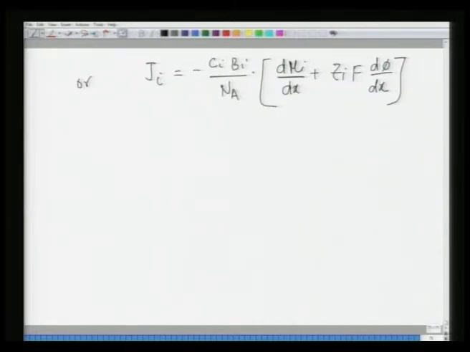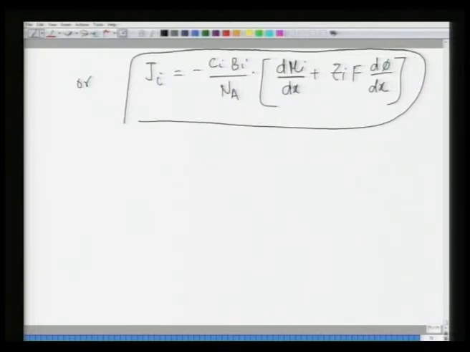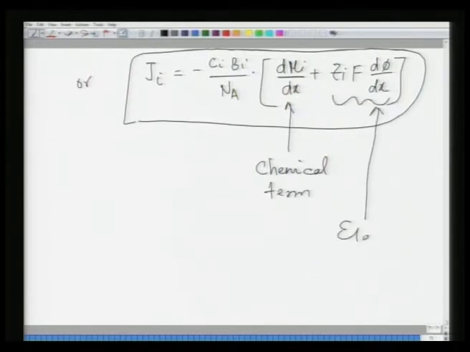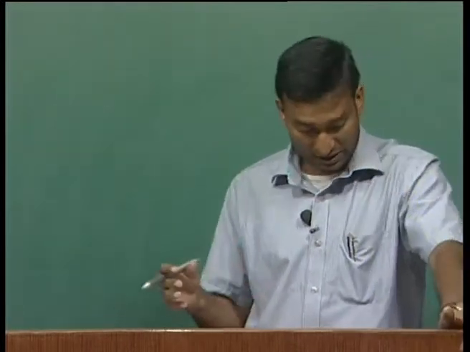Okay. So, Ji is a function of d mu I by dx as well as d phi by dx. This is a basic expression that we will now use in the case of ionic conductors. This is your chemical term and this is your electrical term. Okay. Now, what we will do is derive an equation which is very pertinent to ionic systems, called the Nernst equation.